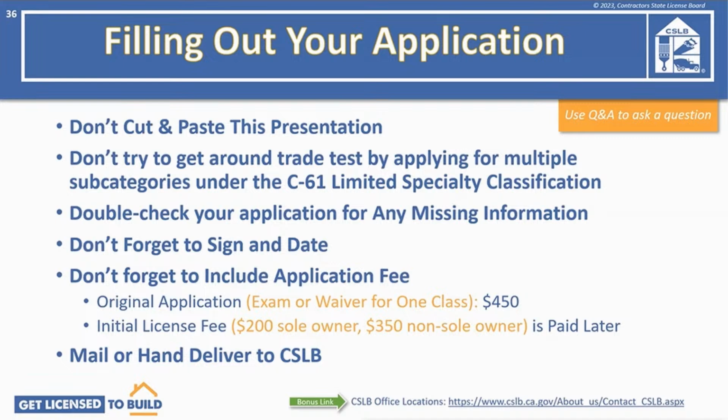CSLB gets more than 1,000 applications each month, so our application processing staff has seen it all. They've got 2 pieces of advice. First, don't cut and paste from this presentation. Also, don't try to get around having to take a trade test by applying for multiple subcategories under the C61 limited specialty classification.